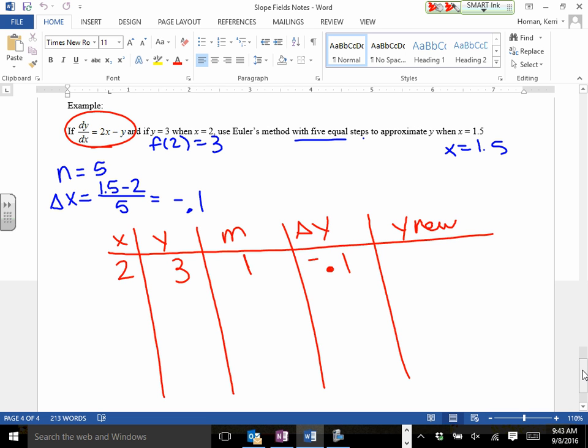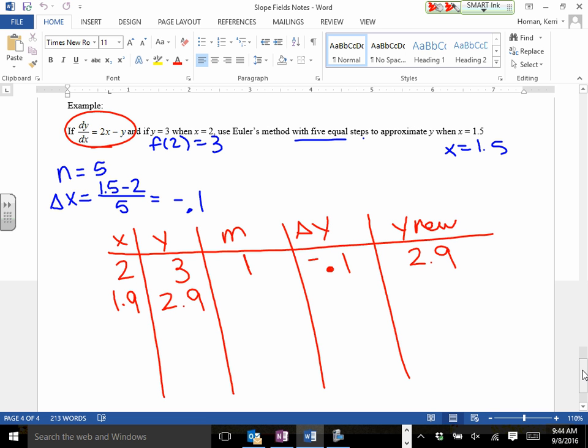We started with a y value of 3. We add our change in y. We are now at 2.9. So now our coordinate is 1.9, 2.9. How did I get 1.9? I added delta x. Good.